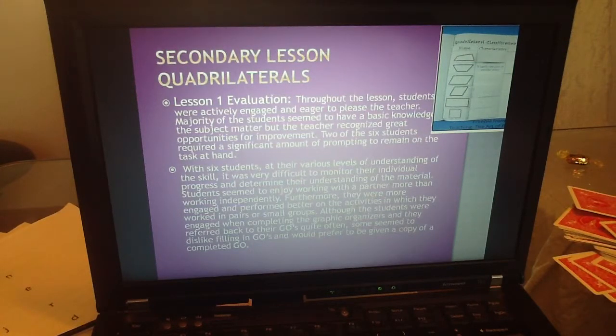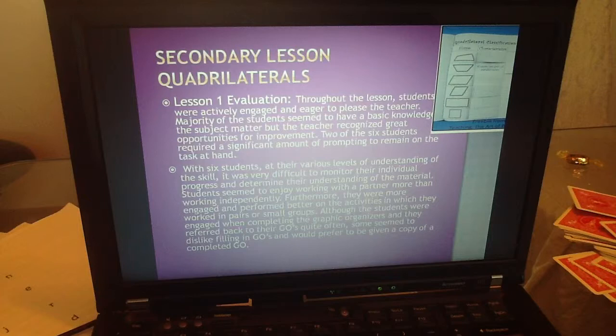With 6 students at their various levels of understanding of the skill, it was very difficult to monitor their individual progress and determine their understanding of the material. Students seemed to enjoy working with a partner more than working independently. Furthermore, they were more engaged and performed better on the activities in which they worked in pairs or small groups.